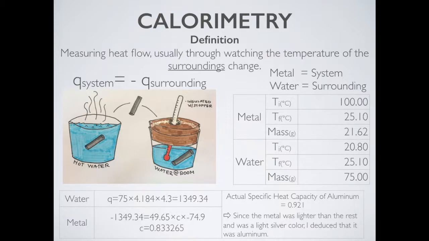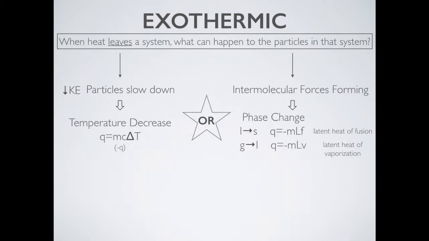In this lab with the metal, here's some raw data, and we use this to determine which metal it was. By comparing the specific heat capacity we determined from the calculations to the one on the internet or in the textbook, and the C for water is 4.184. Since, as you can see, the numbers aren't quite the same, but since the metal was lighter than the rest of them and a light silver color, I deduced that it was aluminum. As I said before, the system was losing its energy, and that is exothermic. The energy is leaving the system and going into the surroundings so that they can reach thermal equilibrium.